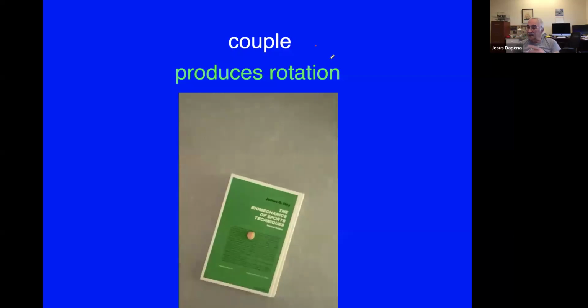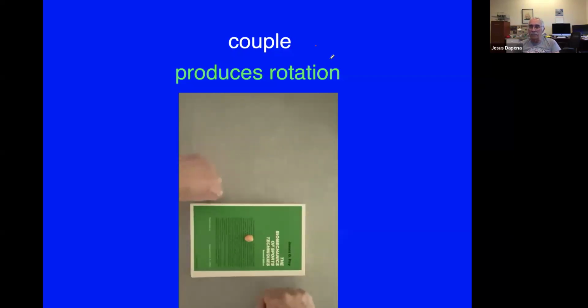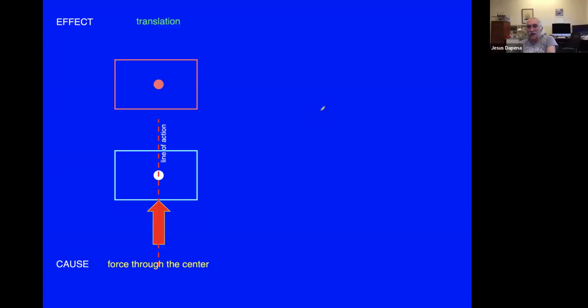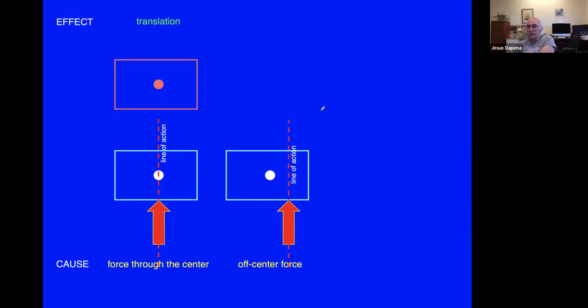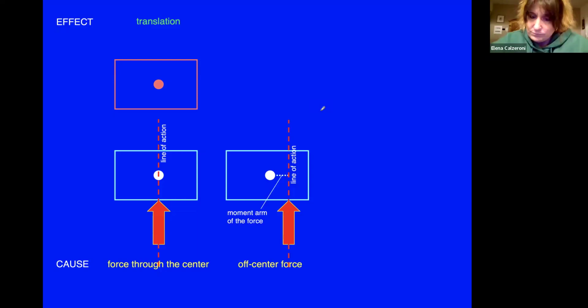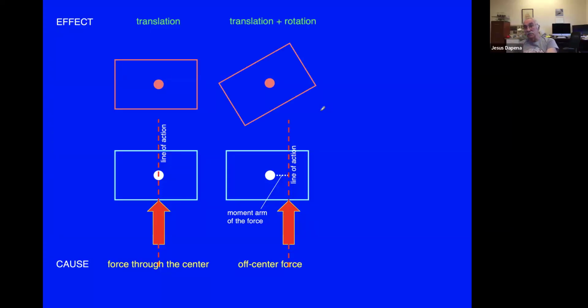So let's look at this again now in a slightly different way. We see the same three examples. A force through the center has a line of action that passes through the center of mass. This is the cause for the movement, and this is the effect: we have a pure translation. Now we're going to have an off-center force. This is the line of action. You can see that there's a distance between the center of mass and the line of action. This is called the moment arm of the force. And the result is a translation plus a rotation.